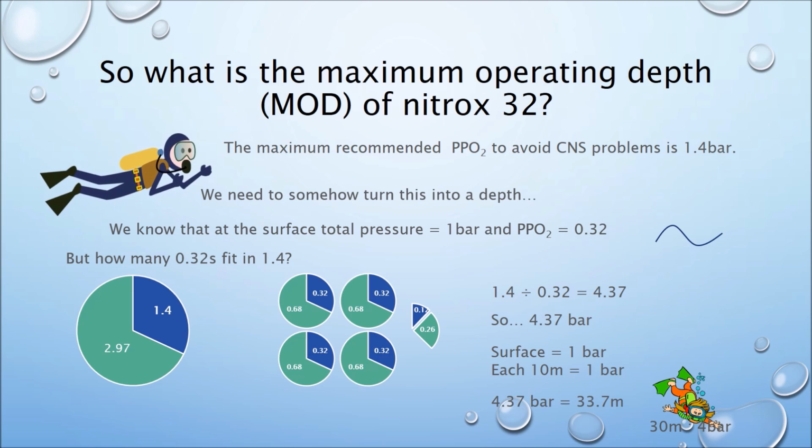You can see as well in the pie chart on the far left hand side that we can get from that the partial pressure of nitrogen being 2.97 bar, which is useful if you are trying to do calculations for your decompression times.